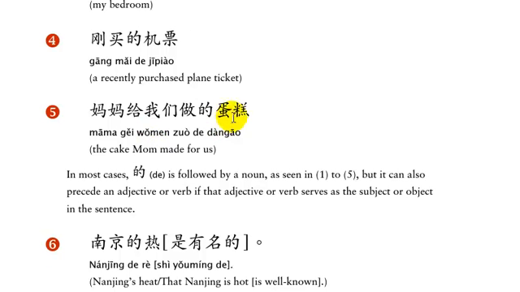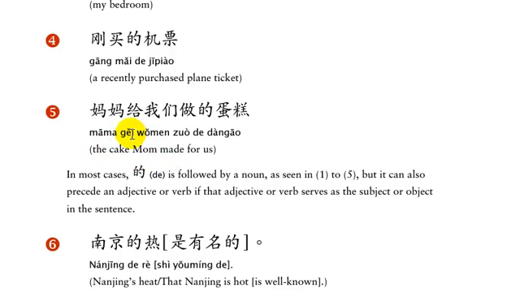So here we have cake, 蛋糕, and here we have the 的 that's used to come in between the modifying word or phrase and cake. And then, so what kind of cake is it? It's the cake mom made for us. 妈妈给我们做的蛋糕. Okay, you may want to pause and study this sentence here and maybe make up some sentences on your own. Okay, the cake mom made for us.